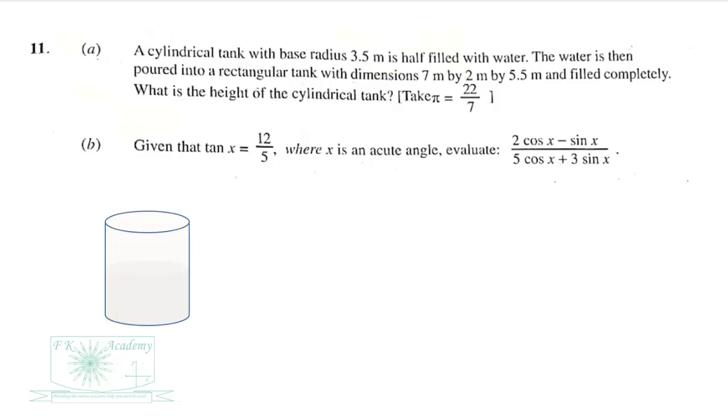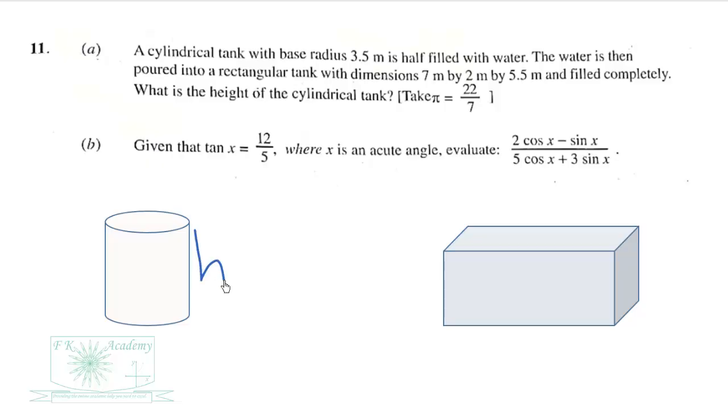We have a cylinder and the tank is filled to half. Then we're also told that the water in the cylinder is poured into the rectangular tank and it filled it completely. So we are looking for the height of the cylindrical tank, the full height. So we know that the volume of a cylinder is equal to pi r squared times height.